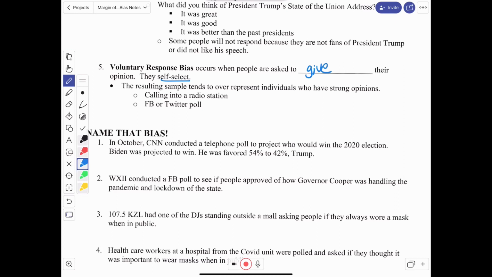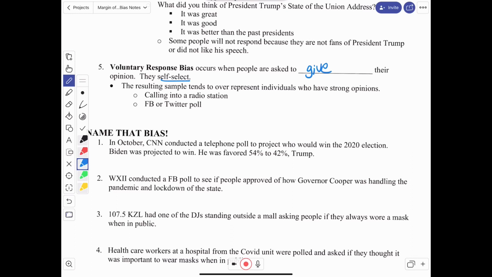So this would be, a lot of times what happens is this overrepresents individuals who have very, very strong opinions. So this would be like calling into a radio station, or a lot of times you'll see news stations do this on Facebook or Twitter. They'll do a poll and people answer a poll on there. And a lot of times people who don't care either way, like they have an opinion, but they don't care enough to actually answer the poll. But people who care a lot are really going to answer.